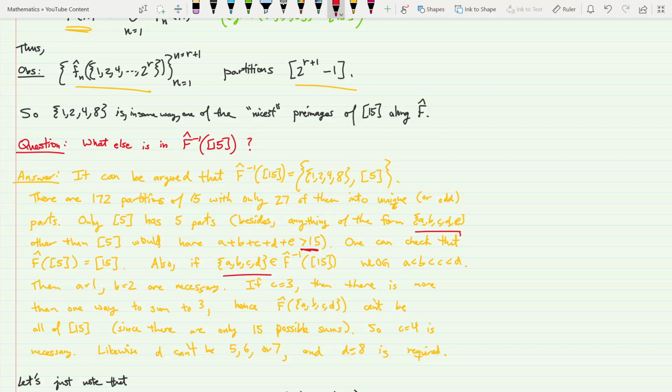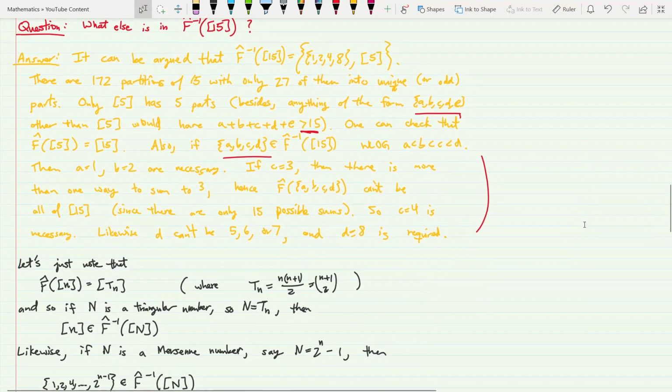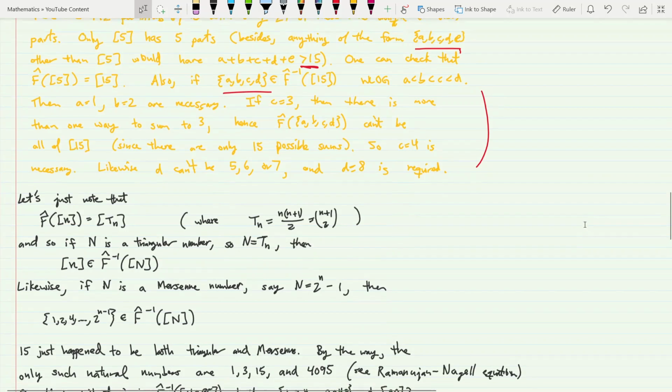You can read through the rest of this if you want. But effectively, the argument is that {1, 2, 4, 8} has only 15 possible distinct sums that you can form, and you have to hit every number exactly once. So you have to be perfectly efficient. And the only 4-element set that does that is this one. So these are the only two elements in this preimage. So I'm interested in this inverse problem, and that's what we're going to look at for the rest of the video.